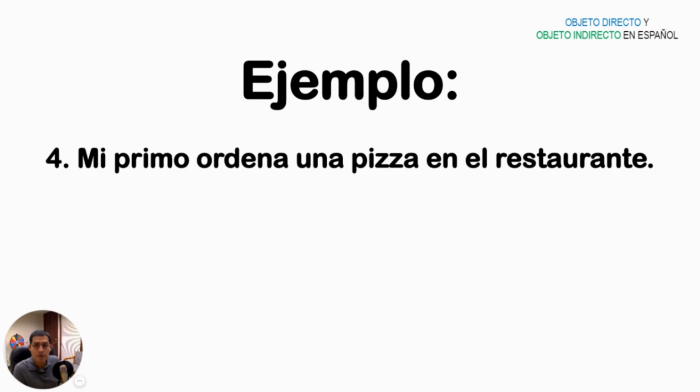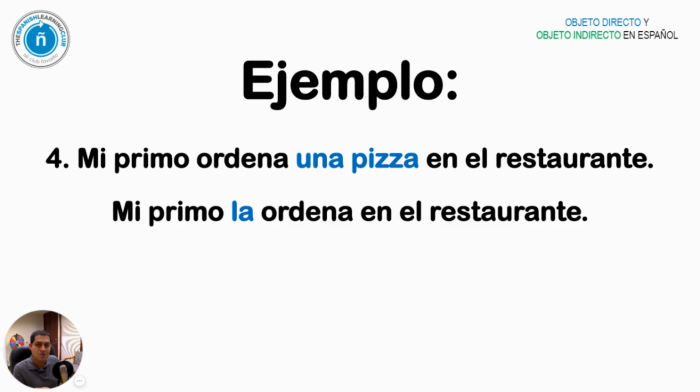Otro ejemplo. Mi primo ordena una pizza en el restaurante. Direct object. Una pizza. En el restaurante, it's a place, so it answers the question ¿dónde? It doesn't qualify for a direct or indirect object. So I will replace una pizza, the direct object, with the direct object pronoun, in this case, la, and I will say, mi primo la ordena en el restaurante.